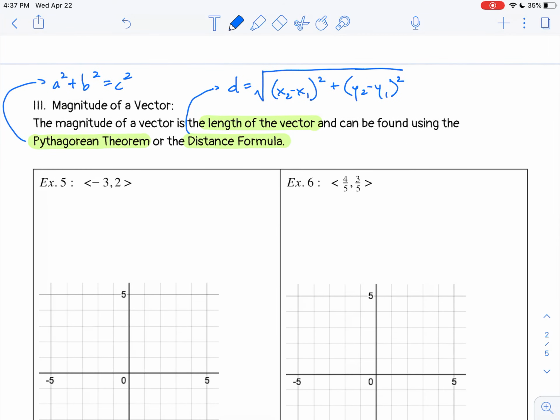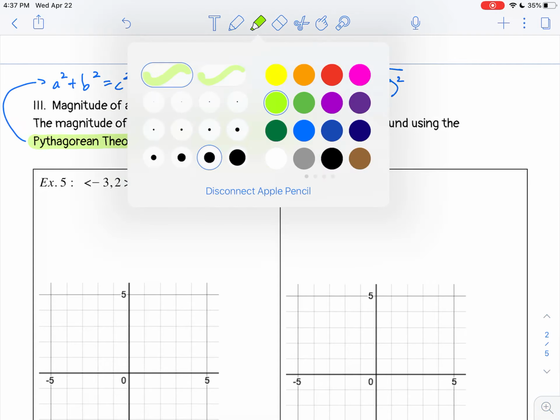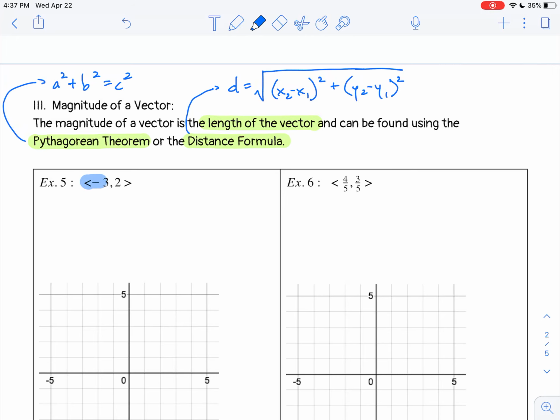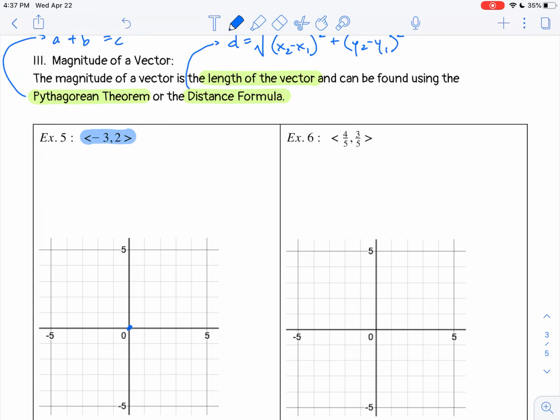Let's take a look at example 5. We're going to draw a diagram for this vector, <-3, 2>. I'm going to start at the origin, go 3 to the left and 2 down, and draw the vector that connects those two. All right, so this is my vector.